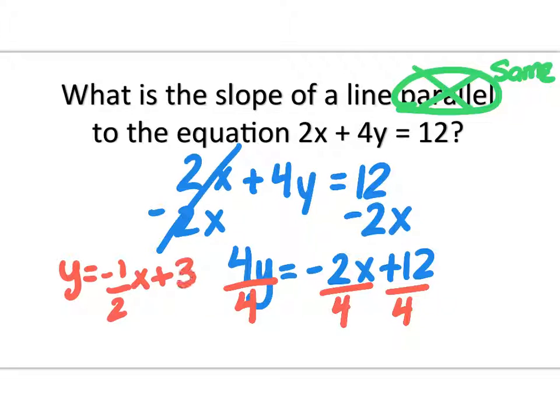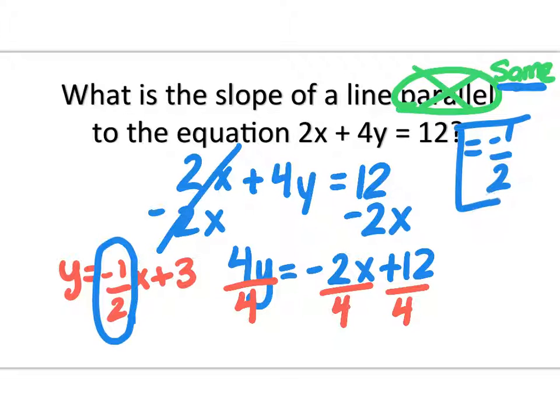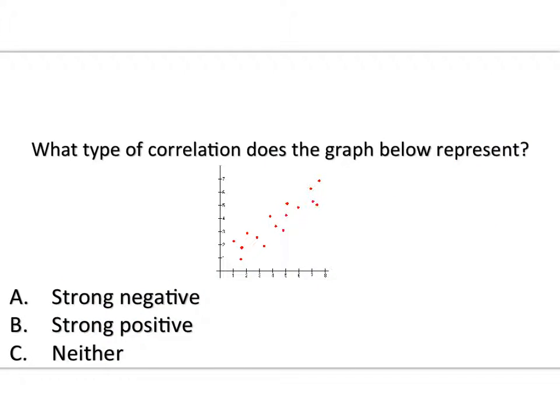Now, it's asking the slope. So what is the slope here? Negative 1 over 2. And we want it that it's parallel, so that's going to be the same one. So our answer is just going to be negative 1/2. What type of correlation does this graph below represent? Well, as we can see, it's going up, so it's positive.